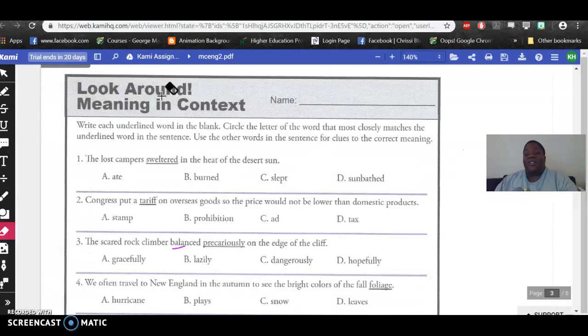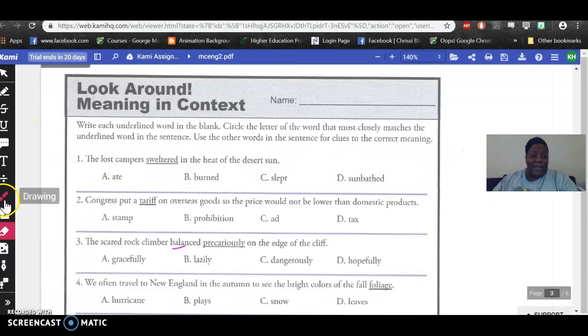So this worksheet is just like the other one. We're going to take a look at the sentence and figure out what the underlined word means by using the context clues that are in the sentence. All right, so let's start with number 1. Number 1, the lost campers sweltered in the heat of the desert sun. All right, I hope you're picturing that in your head, right?